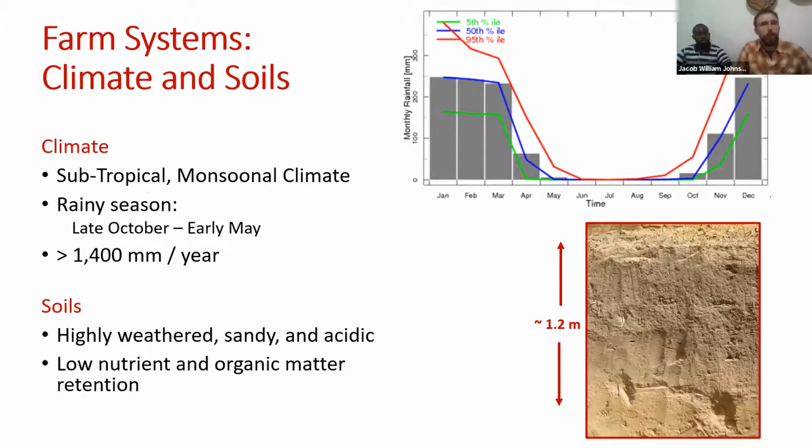Just to give you a brief overview of farm systems, the climate in Luwingu is subtropical and monsoonal. The rainy season lasts from late October to early May, and rains approach 1,400 millimeters per year. For Americans in the audience, that's over 55 inches of rain per year, which is a lot of rain. Soils are highly weathered, sandy, and acidic, with low nutrient and organic matter retention.